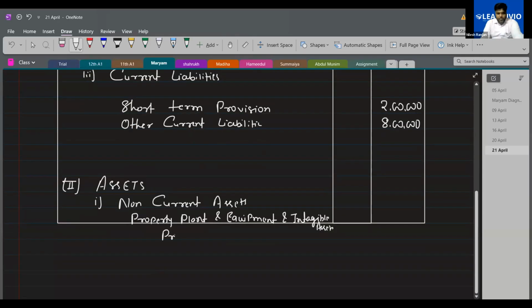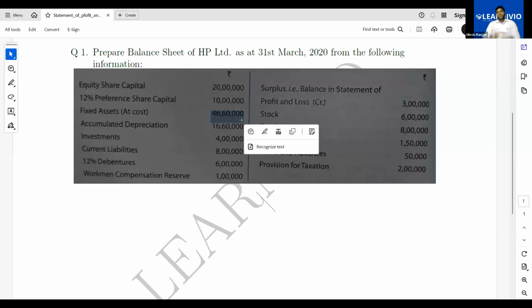Now we have to deduct the depreciation from the cost. So it will be 30 lakh. Why will it be 30 lakh? Because we purchased our fixed assets at this price, 46 lakh 60,000. But over the years, we have charged some depreciation. And what do we do with the depreciation? We deduct it from the asset. So 16 lakh 60,000 is the accumulated depreciation over the years, like 4 years, 5 years, 10 years, whatever.